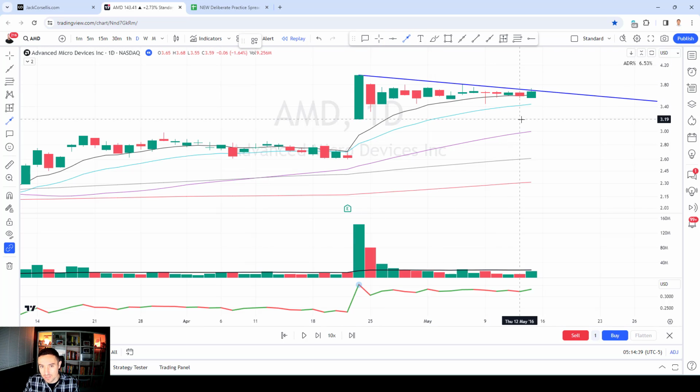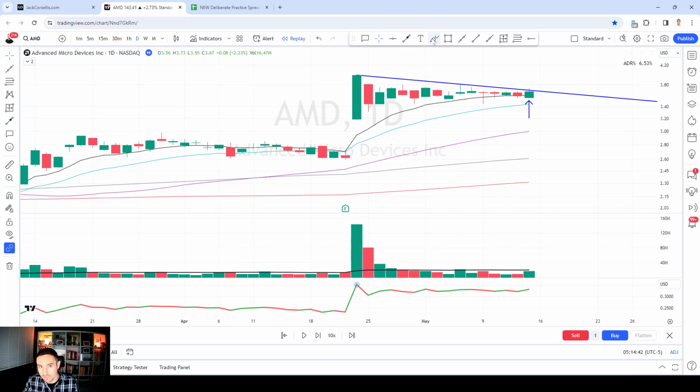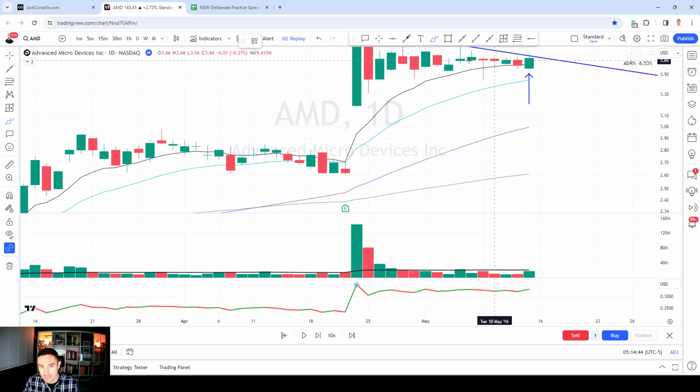Now we get a gap down reversal bar. So you see this bar here, see where the open of the bar is? It gaps down. The prior close is here. Let me zoom into it.